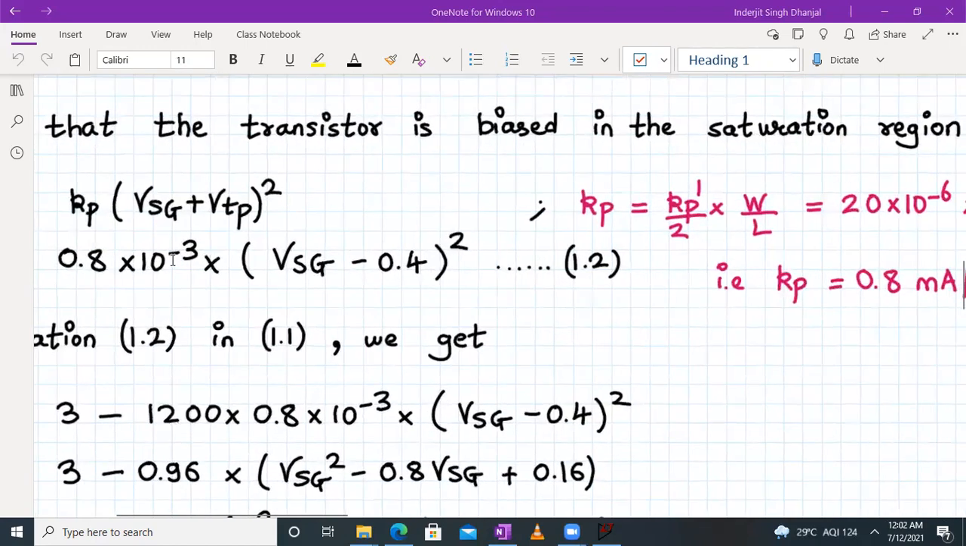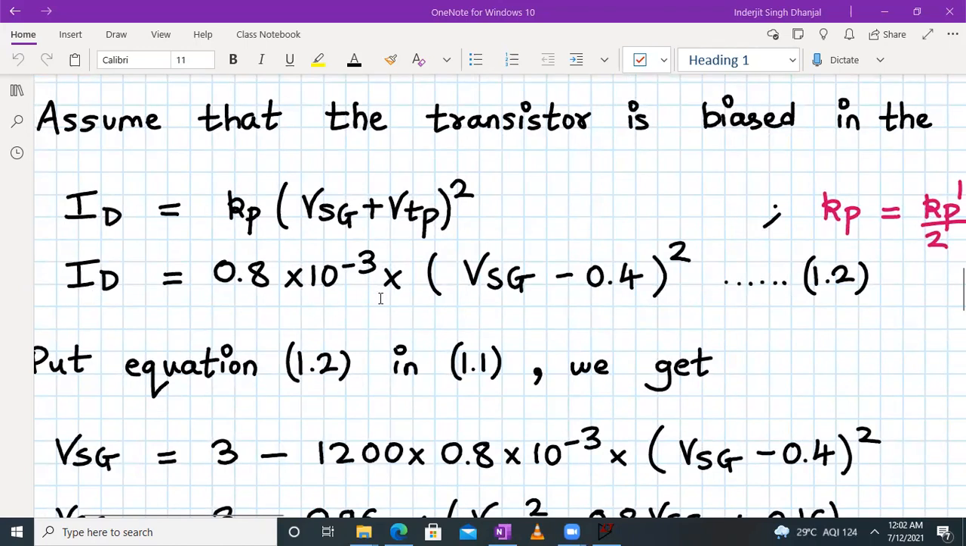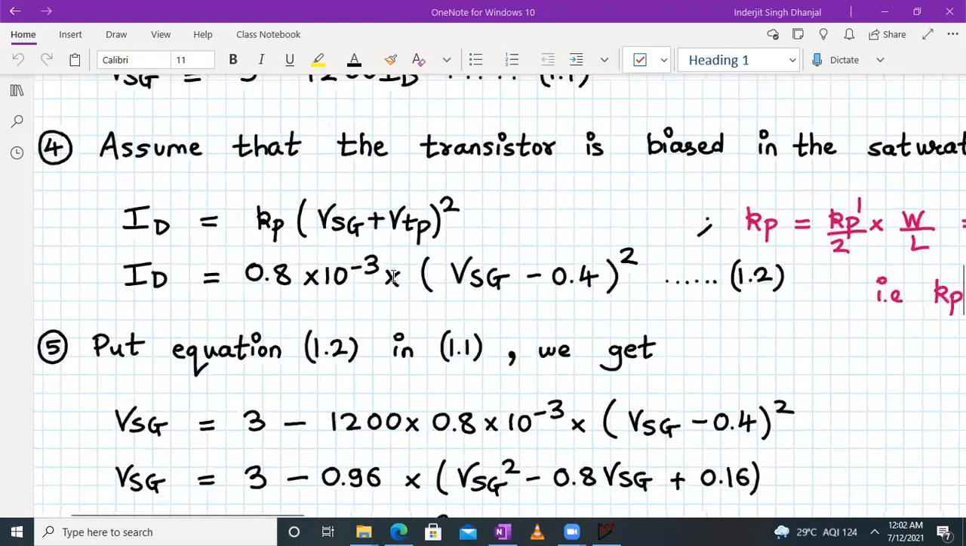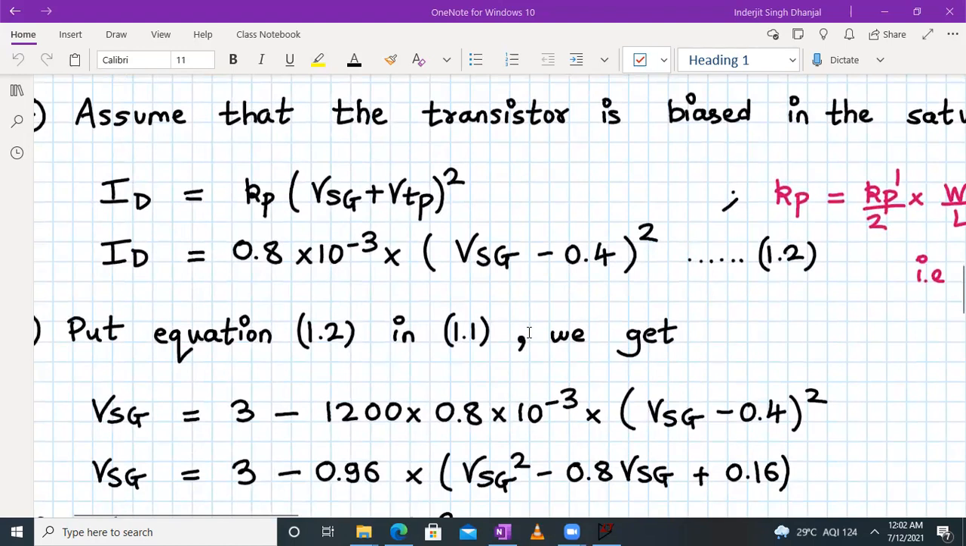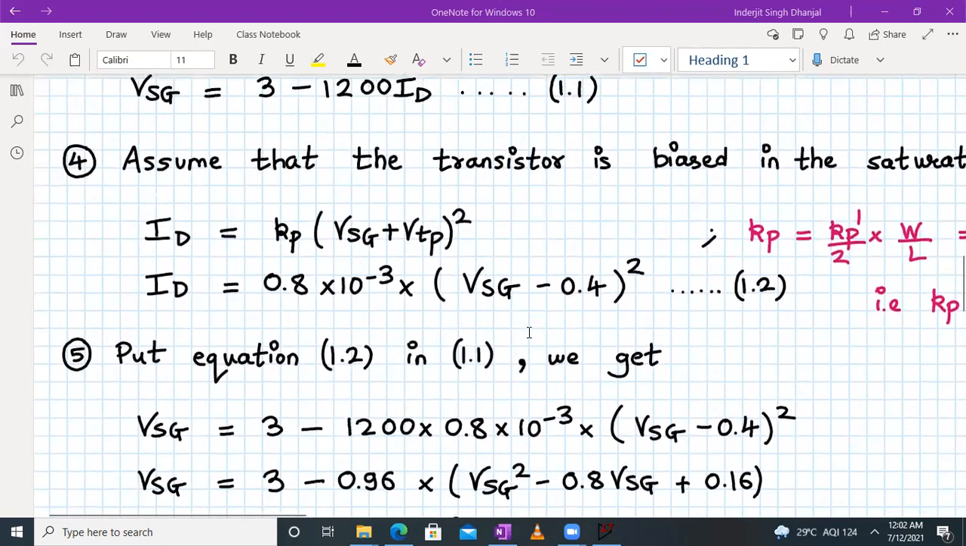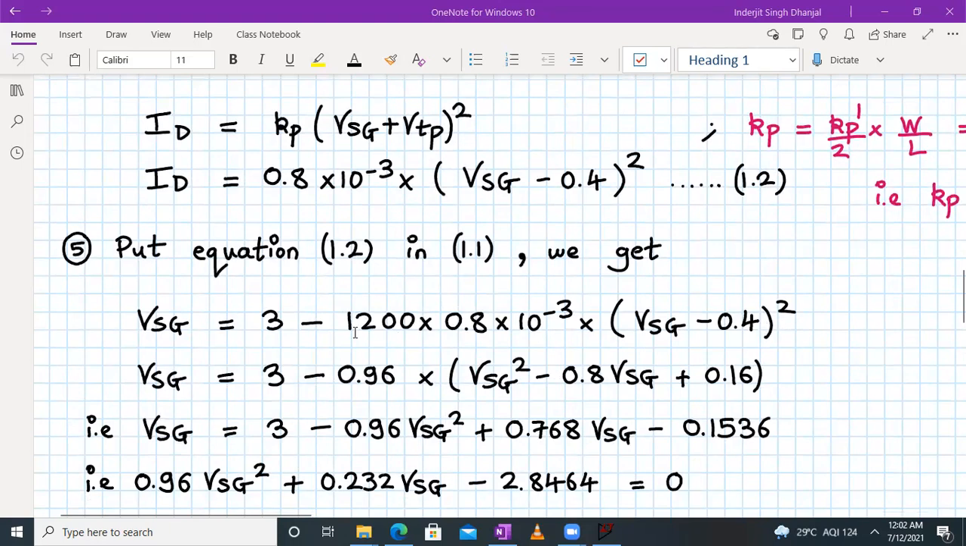Now we substitute the values over here and we get equation number 1.2. So ID will be equal to 0.8 milli into (VSG minus 0.4) the whole square. Now, if you look carefully at equations 1.1 and 1.2, there are two unknowns, ID and VSG. So we have to solve them together to calculate both unknown values. So we put equation 1.2 in 1.1. What do we get? VSG is equal to 3 minus 1200 times this entire expression: 0.8 milli into (VSG minus 0.4) the whole square.